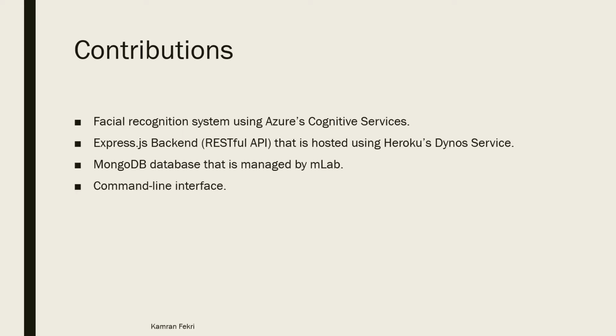Our program encompasses three cloud systems: Azure's Cognitive Services, Heroku's Dyno Services, and MLab's MongoDB database. These services are all used by a command line interface that was written in JavaScript, Node.js. Within the interface, a user can create other users, update their information, and detect a user from an image that is provided.